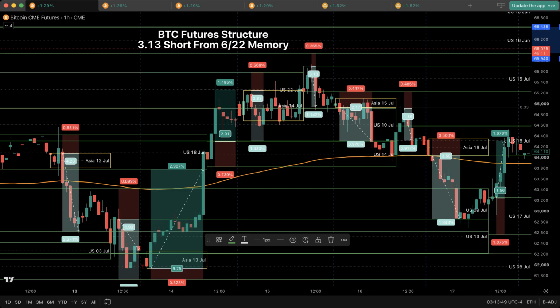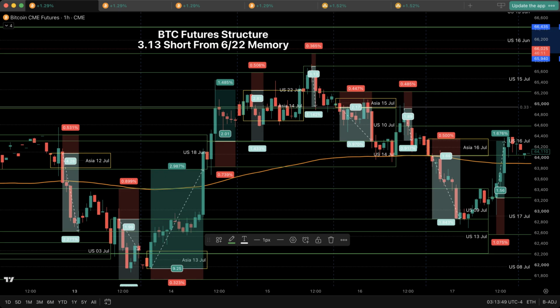Now read the sequence. Location. July 15th U.S. forms inside June 22nd U.S. memory. Reach. Price tests the upper area first. Reaction. Buyers cannot create continuation above the box. Failure. The session turns lower. Return. Price moves toward the July 15th U.S. lower boundary and June 22nd U.S. lower memory.